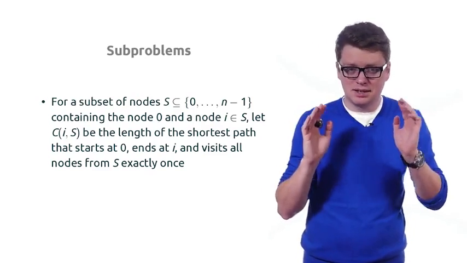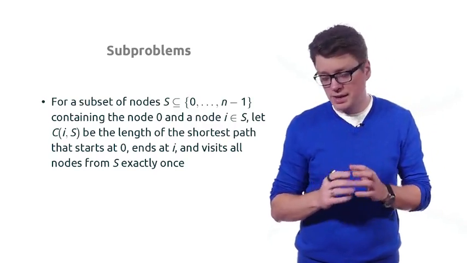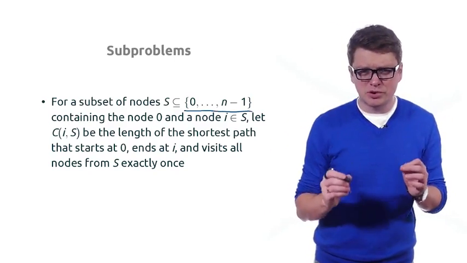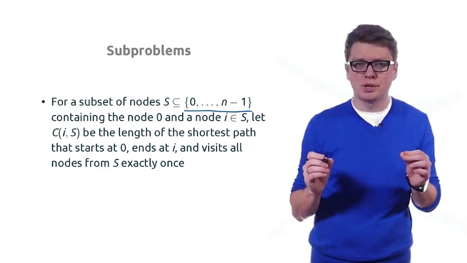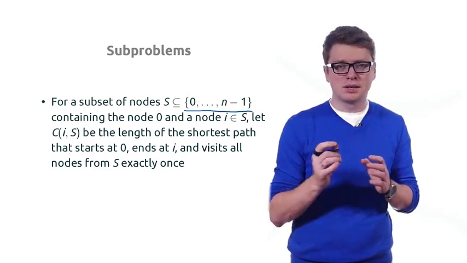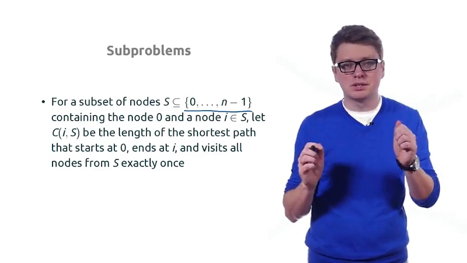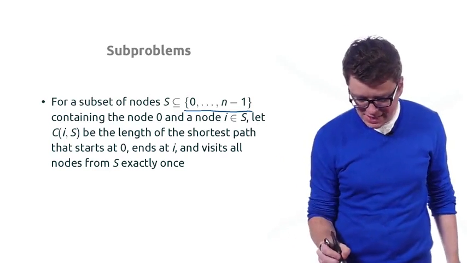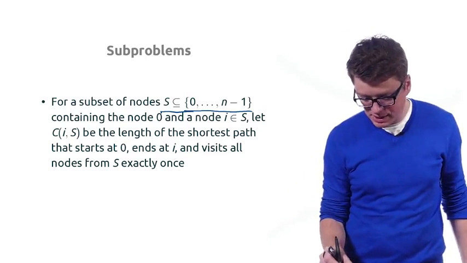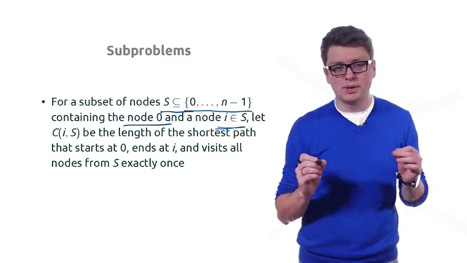Let's then define a subproblem as follows. First of all, assume that our nodes are indexed from 0 to n minus 1. So we have n nodes and they are numbered from 0 to n minus 1. Assume also that we always start our cycle at node 0. We can assume this without loss of generality, because we can select any node to be the starting node of our cycle. Then assume that S is some subset of our nodes, and i is some element of this subset. We assume also that S contains the node 0 itself.